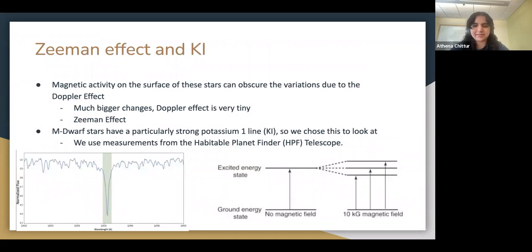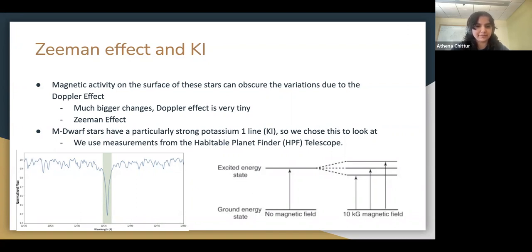But unfortunately, this effect is very small, and is basically obscured by a lot of other effects that can happen on the surface of these stars, most importantly, the magnetic activity on the surface of these stars. This is due to something called the Zeeman effect, in which we can see an excited energy state split into multiple lines. When the Zeeman effect happens because of the presence of magnetic fields, we'll see some sort of effect in the spectral graphs of the star.